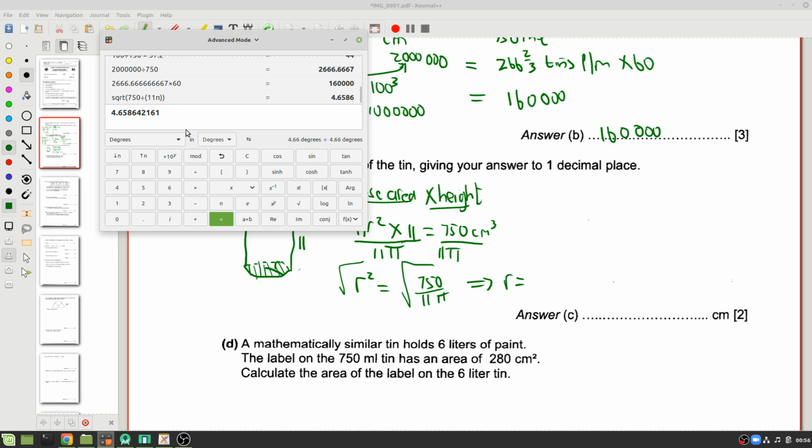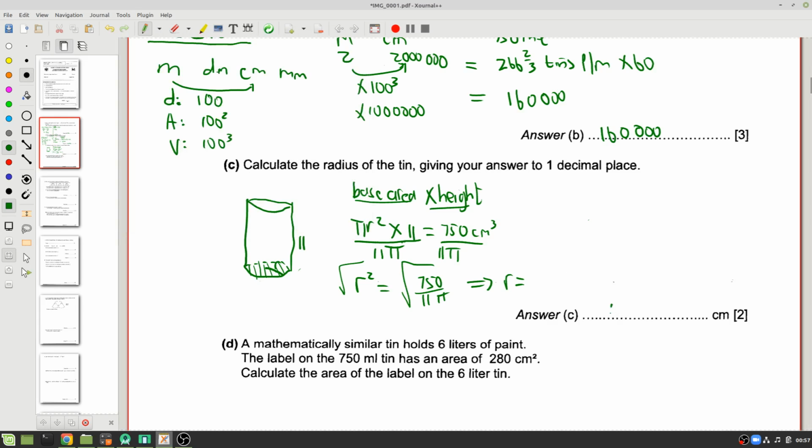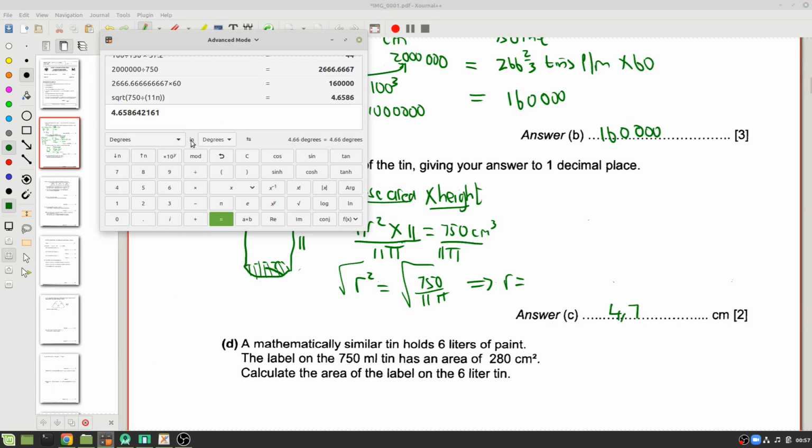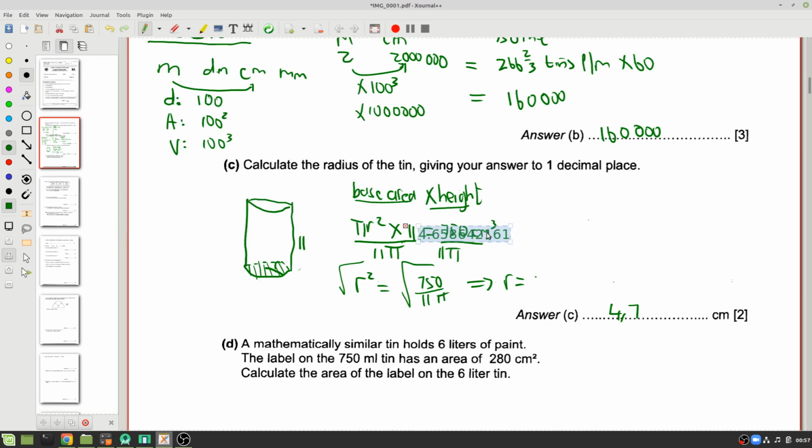And that gives us 4.6. And we need what? 1 decimal place. So that gives us 4.7. So that's 4.7 centimeters. Let me just write down this whole thing here in this spot. And then we can see we'll just round that off. Okay, so that's our radius, and then rounding it off to 1 decimal place.